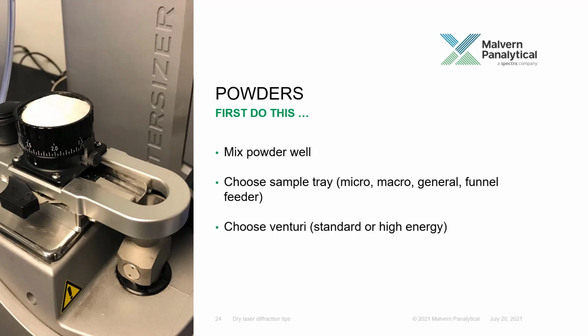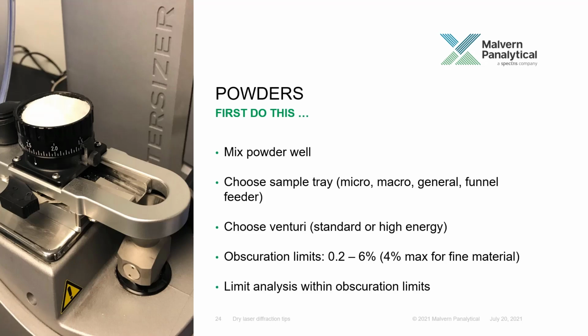Then choose your venturi. The standard venturi is used for most samples. The high energy venturi is only used for fine cohesive materials. The obscuration limits are 0.5 to 6% for most materials. Limit the upper obscuration to 4% if very fine material is tested. Because dry flow is not always perfect, it is best to limit analysis to the obscuration limits.